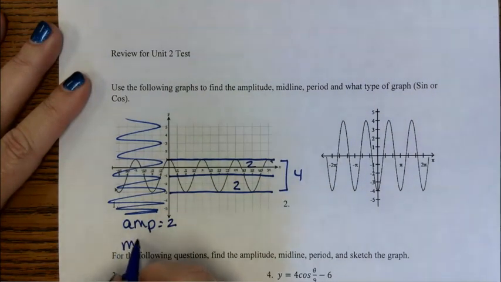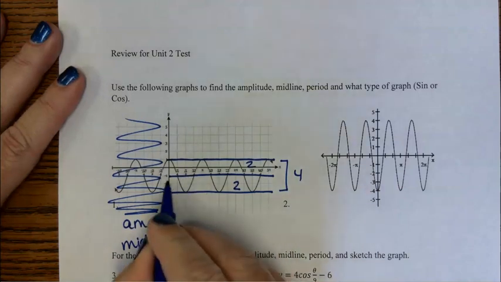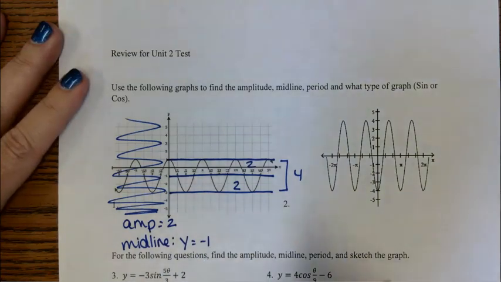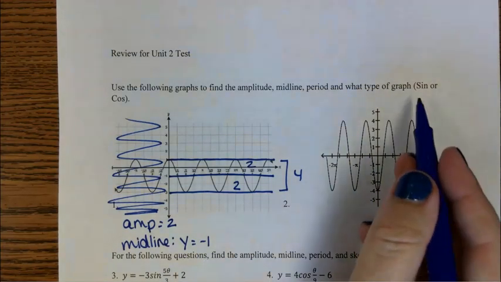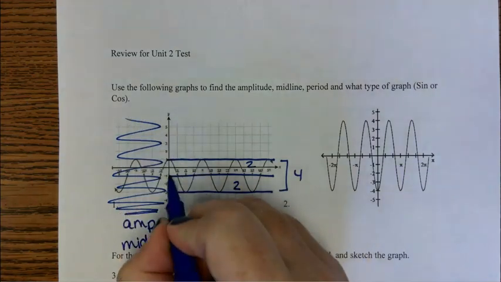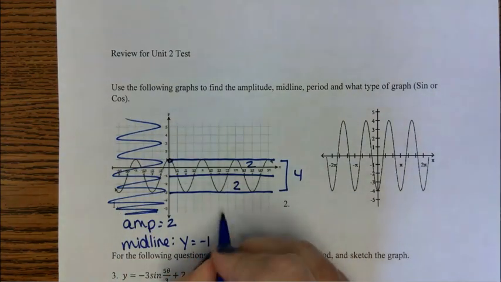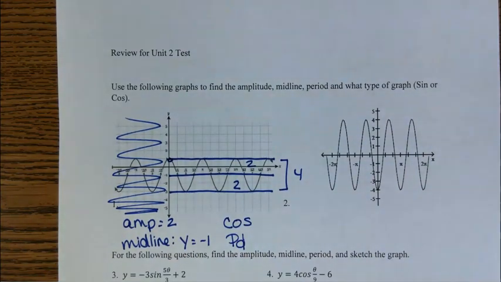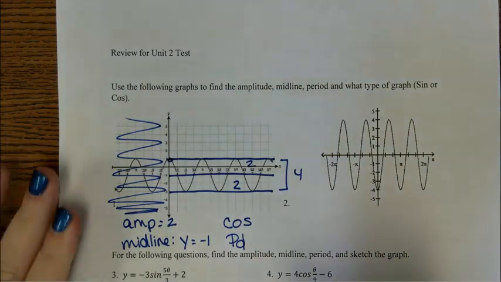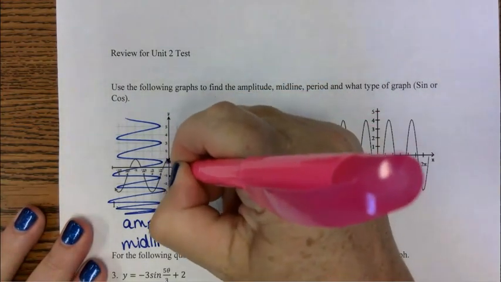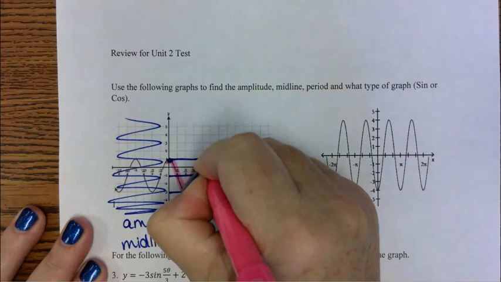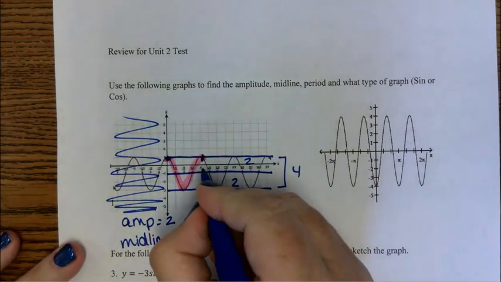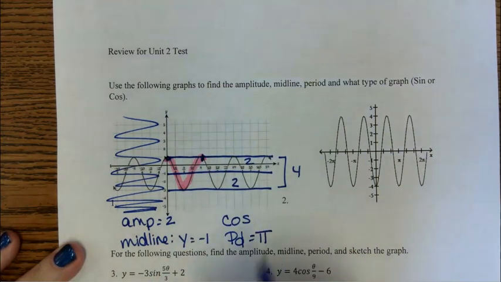My midline is that line in the middle, so y equals -1. Sine or cosine curve. Because I start up high, we know this is a cosine curve. And then we need to figure out period. I'm going to grab a highlighter. So remember, a cosine curve starts high and ends high. So we stopped right here, and that is at pi.